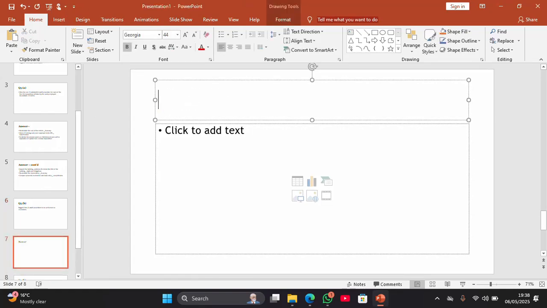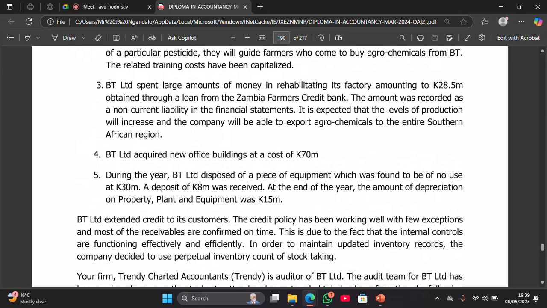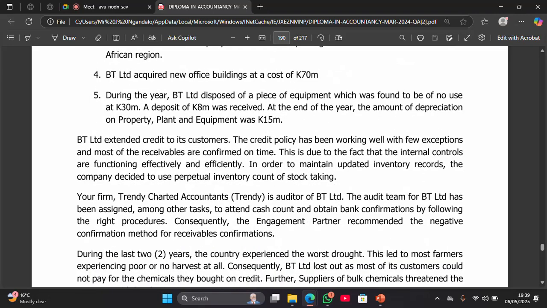Now we need to go to the stem. So what does the stem show us? Let's go to the stem, to the information. We are told that BT extended credit to its customers. The credit policy has been working well with a few exceptions, and most of the receivables are confirmed on time. This is due to the fact that the internal controls are functioning effectively and efficiently. So in order to maintain updated inventory records, the company decided to use perpetual inventory count of stock. So the question on receivables is coming from this section.